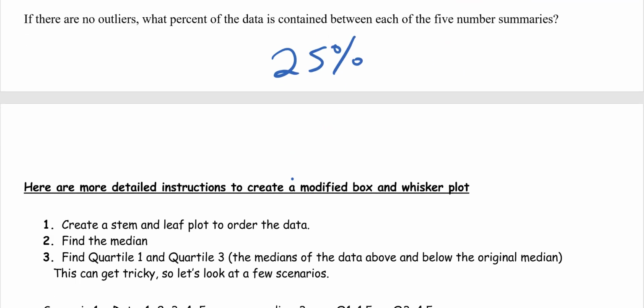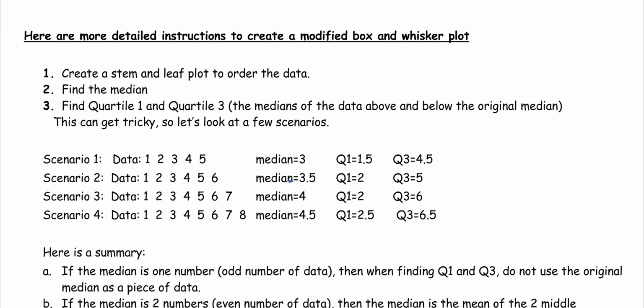Okay? All right. So here's some more detailed instruction on how to create a modified box and whisker plot. The first thing you're going to do is create a stem and leaf plot because you've got to order the data. If the data is all kind of in crazy order, you've got to put it in order because you've got to be able to find the median, right? You've got to find the physical middle of the data. All right, so that's the first thing: create a stem and leaf plot. The second thing you're going to do is find the median. Again, it's pretty easy. It's the physical middle of the data. If there's 2 pieces of data, then you take the average of those 2, and that's your median.